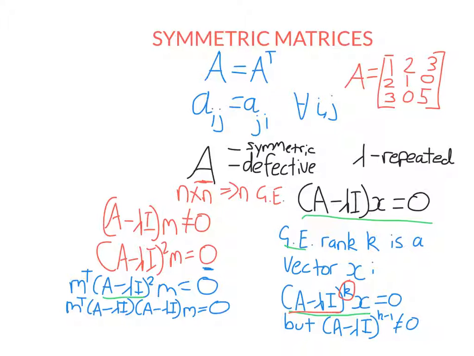But because A is symmetric, A minus lambda I will also be symmetric. If I have my symmetric matrix up here and I subtract, let's say, 4 from each element on the diagonal, I'd get -3, -3, and 1. The matrix is still symmetric. So A is symmetric implies that A minus lambda I is symmetric.